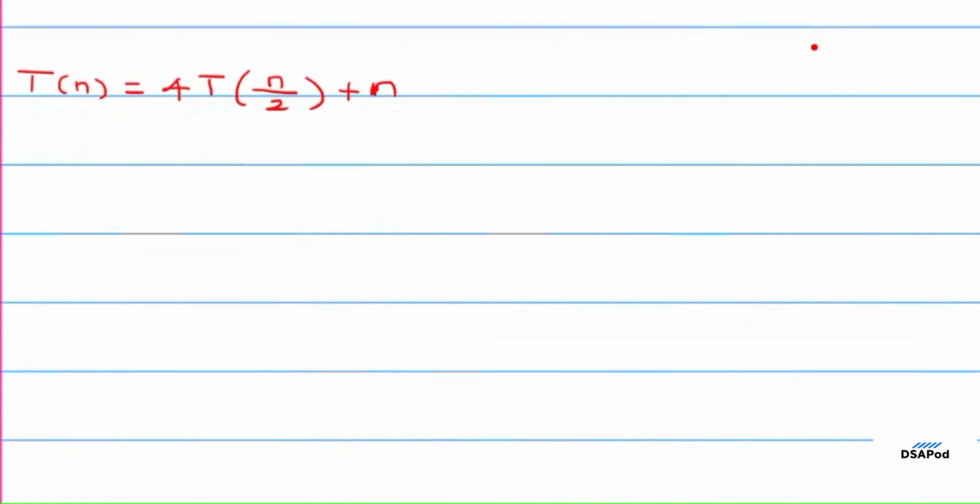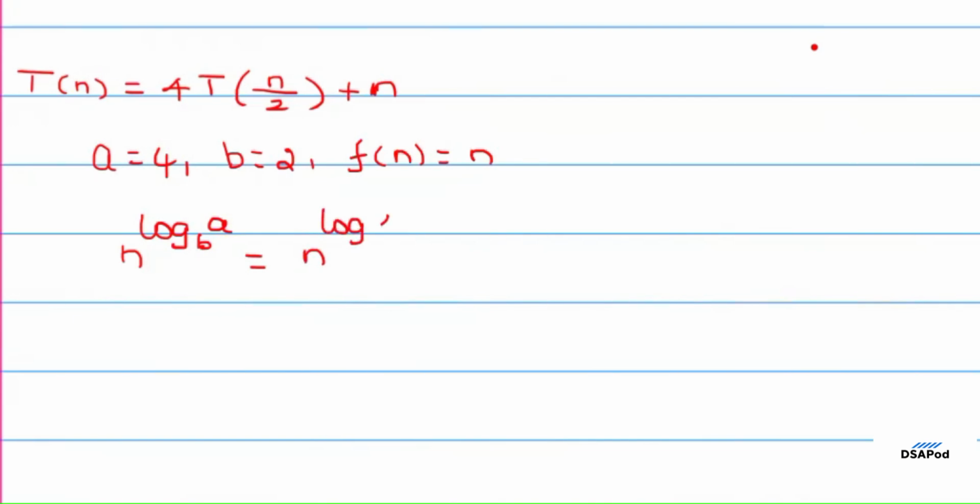A recurrence relation is given: T(n) = 4T(n/2) + n. From the given problem, we have to write what is a. a is 4, b is 2, f(n) is n. So first find the watershed function, that is n to the power log of a to the base b, that is n to the power log 4 to the base 2, which is calculated as n squared.